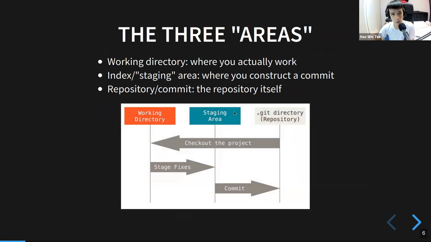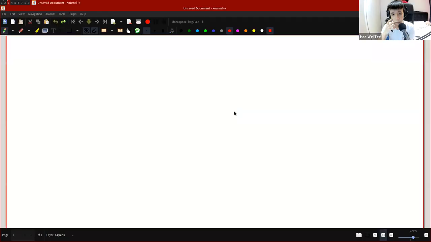And then the three areas. Before I talk about the three areas, I think it's important to talk a bit about how Git records its things, how files are represented and stored in Git. So suppose you have a bunch of files, A, B, C, D, E, F.